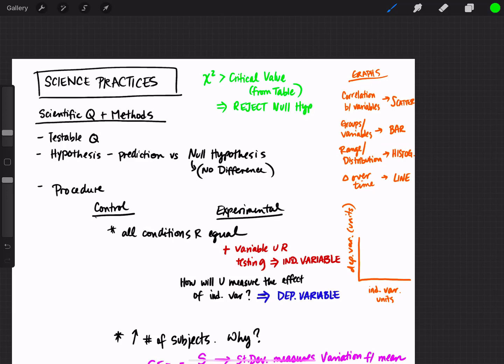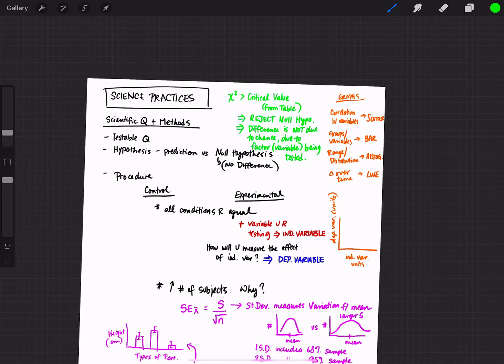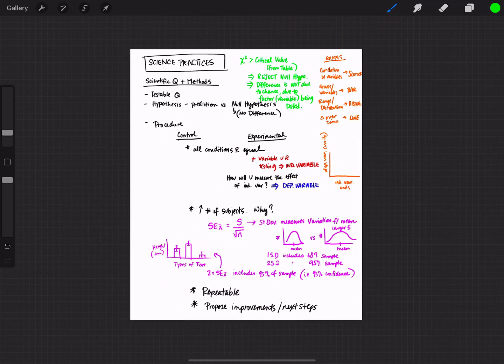If your calculated chi-square value is greater than the critical value, then you can reject your null hypothesis. Okay, that means that the difference is not due to just chance or random events, but it's actually due to a factor. And the only factor, hopefully, that's different between the two groups is the variable that you're testing. So the chi-square analysis supports that the observed effect is due to the variable that's being tested. So it's a very powerful statistical tool.